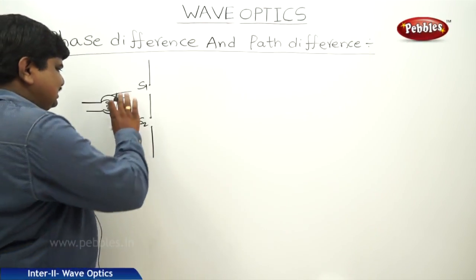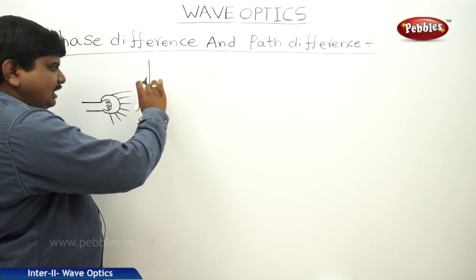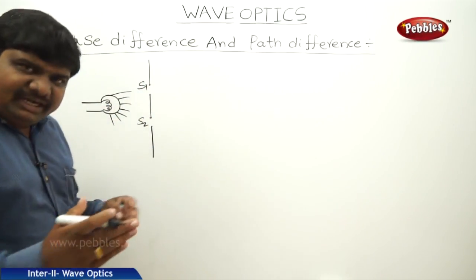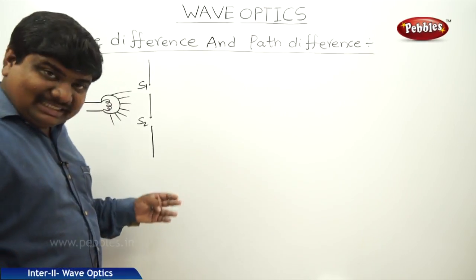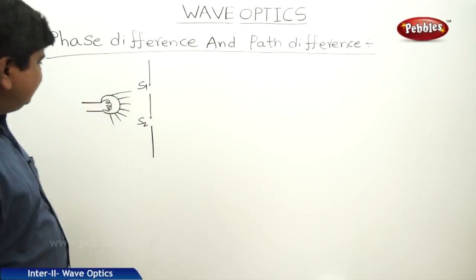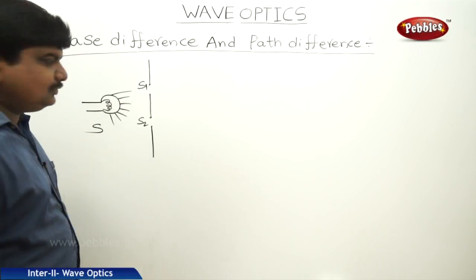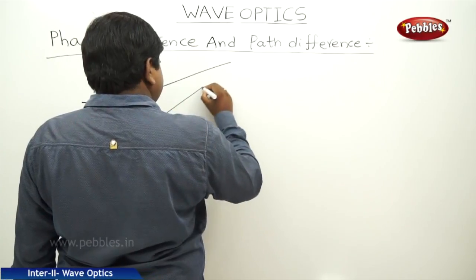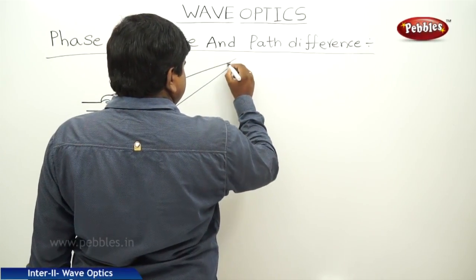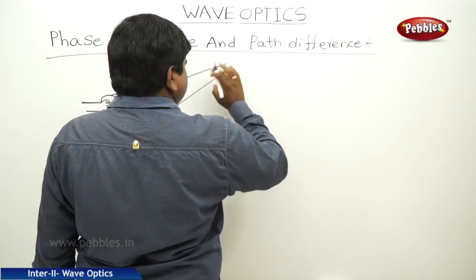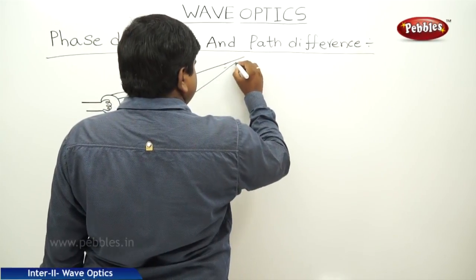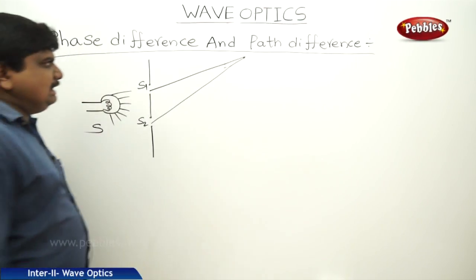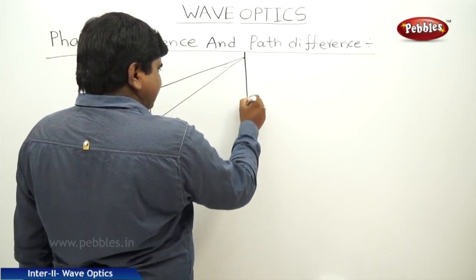The light which is coming towards the slits will deviate at these two points. It splits into two light rays at S1 and S2 respectively. This is the source of light. One ray is going like this and another one is also going like this. These two will meet at one common point, and here we are arranging a screen.